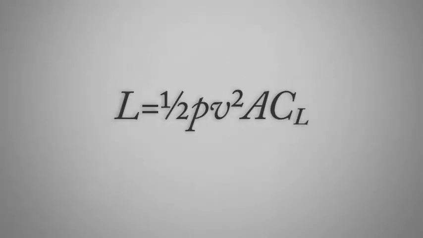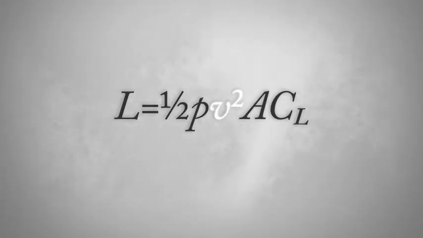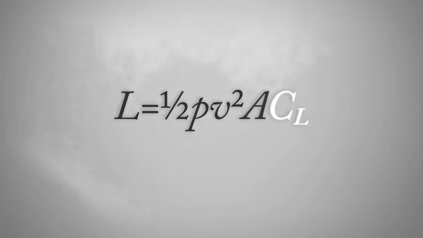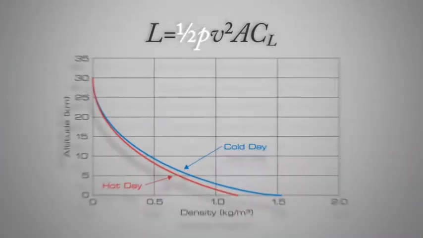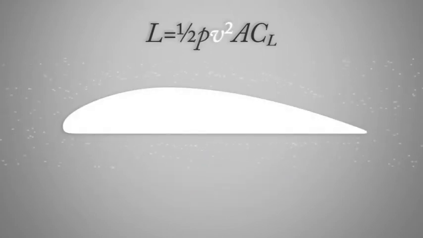The lift force can be calculated from the following equation: L = 1/2 × P × V² × A × CL, where L is lift, P is air density, V is wind velocity, A is surface area, and CL is the lift coefficient. One of the factors affecting the amount of lift created is the density of the air. The denser the air, the more lift is produced. This is why planes climb better in the winter. Colder air is denser. With speed or wind velocity, the faster the wing moves through the air, the more air is forced over the wing, therefore creating more lift.